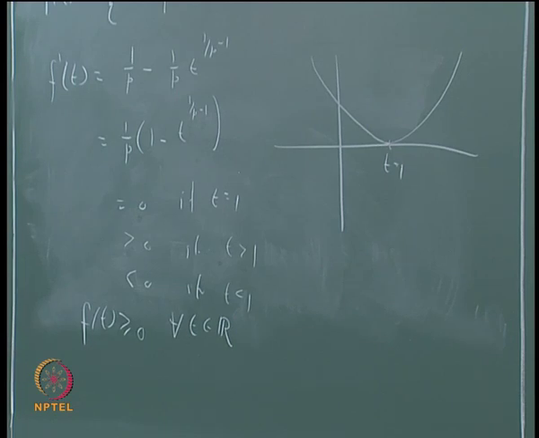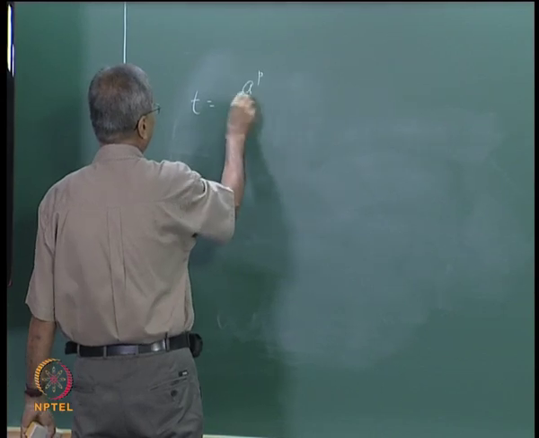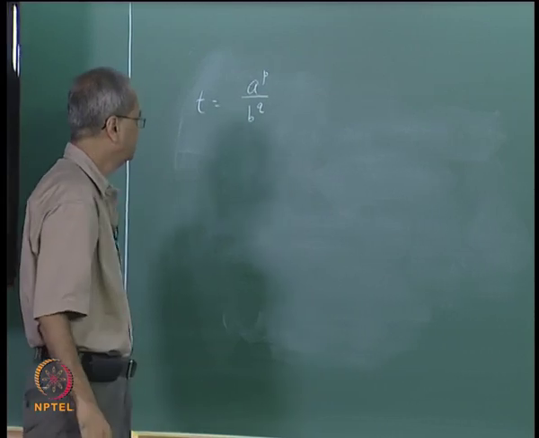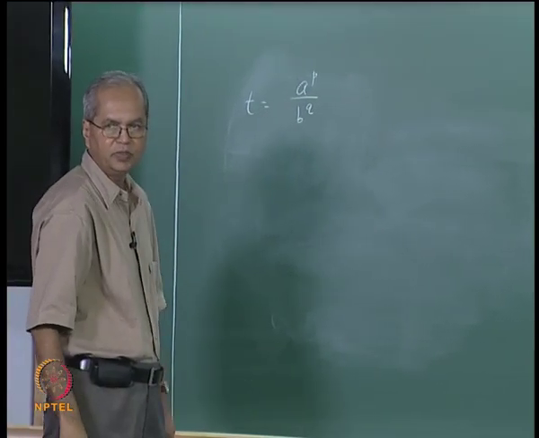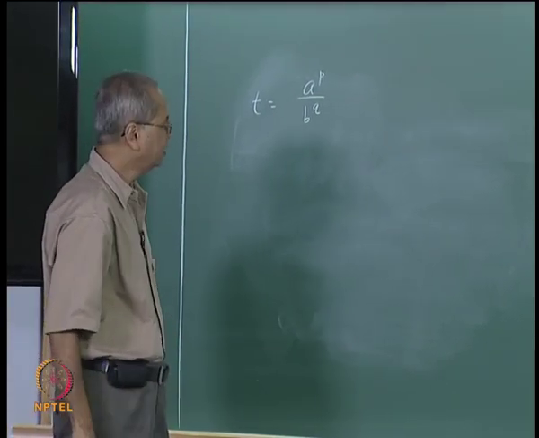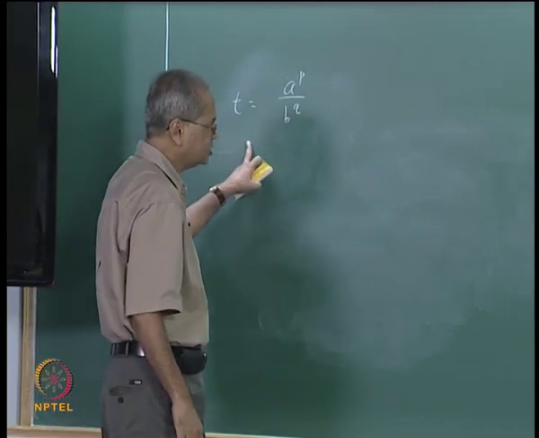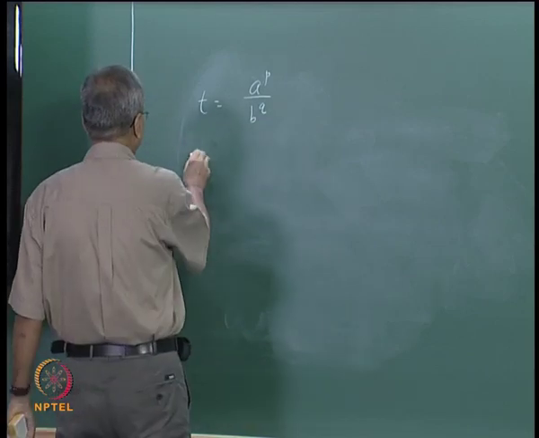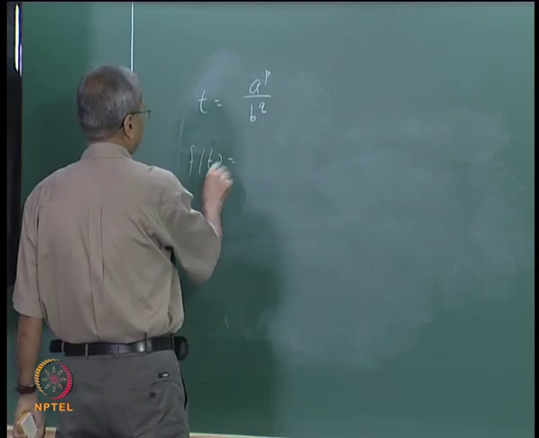Then what I will do is I will take t is equal to a raised to p divided by b raised to q. Okay. And for this t also, f of that should be bigger than or equal to 0. So what is f of this? So f of t, what will that be?